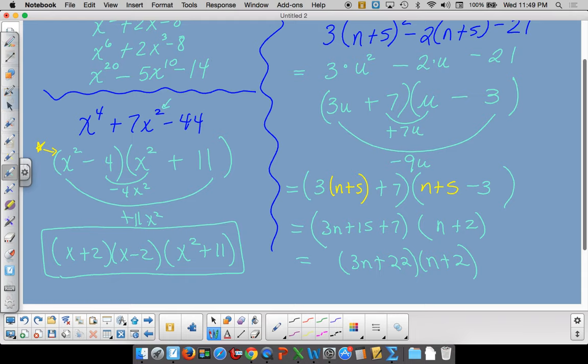If you could have gone straight to this step down here, you could have gone from the very beginning to this and just factored it with n plus 5, be my guest, that's fine, if that works for you. But if you need to substitute the u in so you can see what you're factoring, go for it. Do whatever makes you successful.